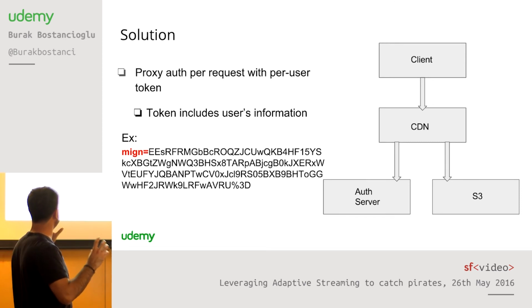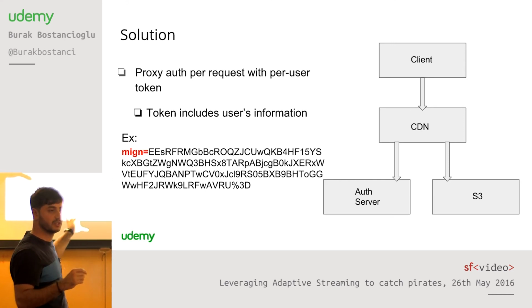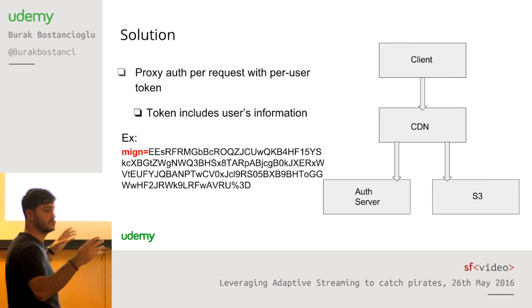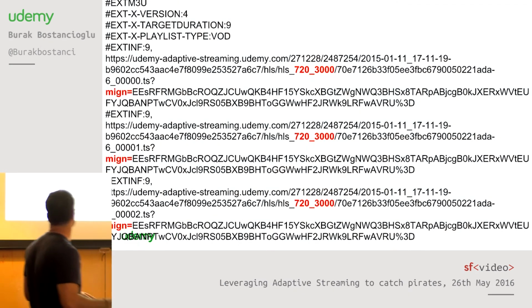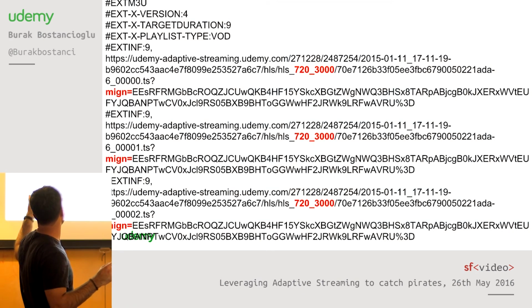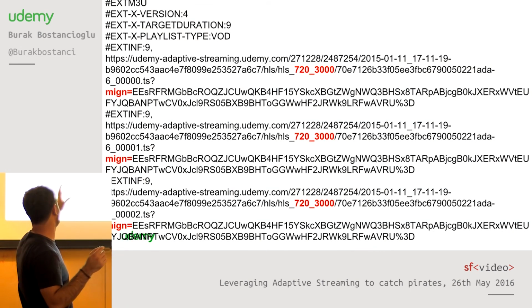And we included inside those small chunk URLs this token, which is an encrypted token that includes the user's information in it: user ID, session, parameters, and so on. So as a result, our manifest files look like this. As you can see, this is an M3U8 file for an HLS 720p, 3000 bitrate video with the token there.